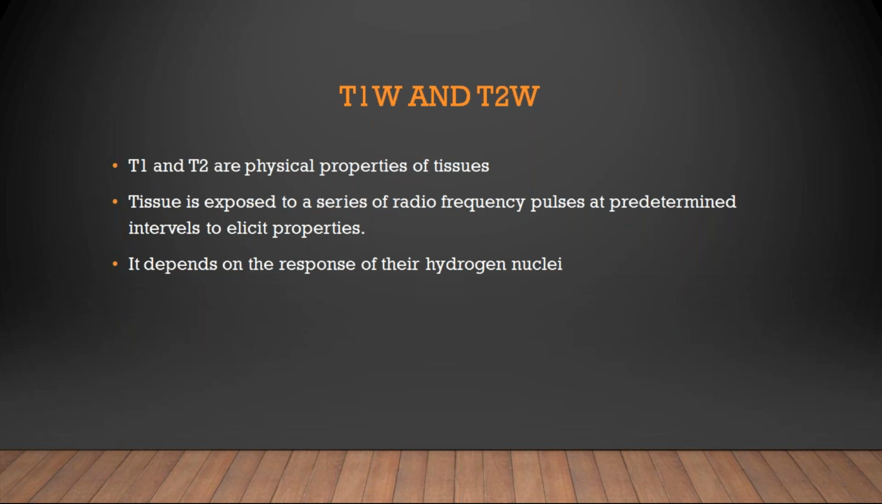So what are the main sequences? T1 and T2 weighted imaging. T1 and T2 are physical properties of the tissue. The tissue is exposed to a series of radio frequency pulses at predetermined intervals to elicit these properties. It depends on the response of the hydrogen nuclei.